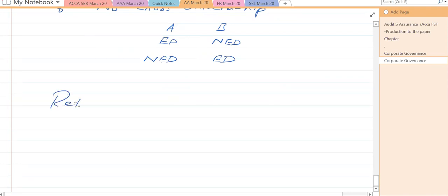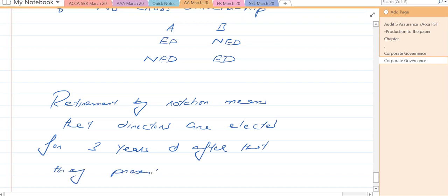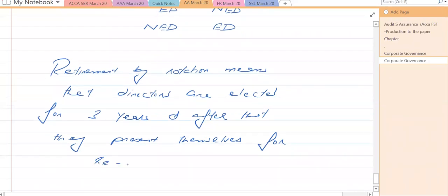And retirement by rotation. Retirement by rotation means that directors are elected for 3 years, and after that they present themselves for re-election.